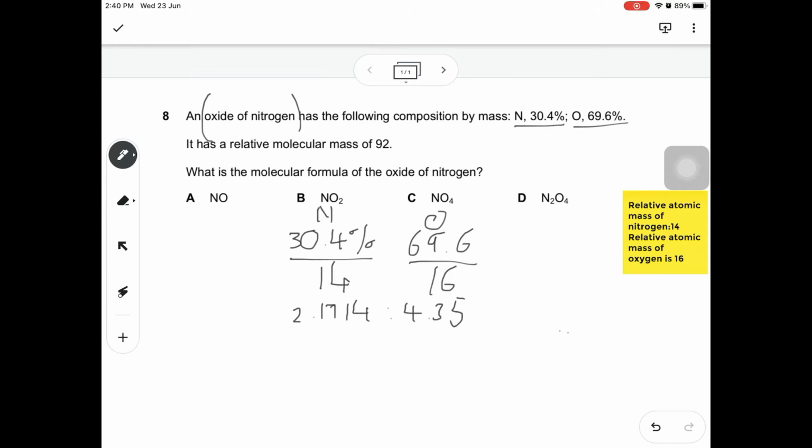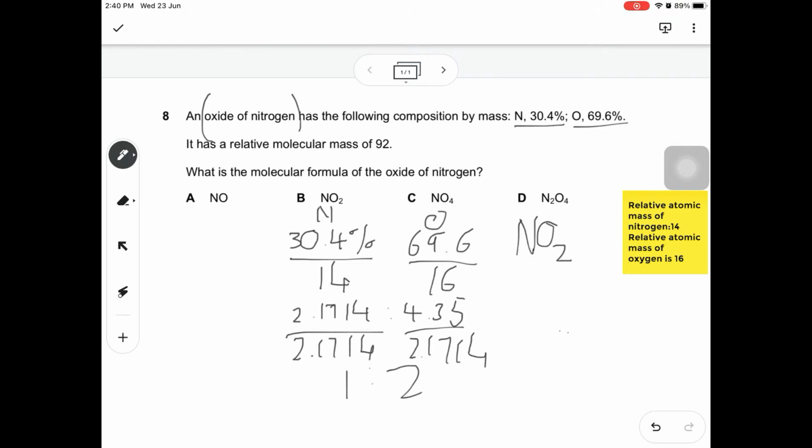Then the next method, we have to divide it by the simplest ratio. And in this case, it's 2.17, which is the simplest ratio. So we divide by 2.1714 for both. So the ratio will be 1 to 2. So the answer will be NO2.